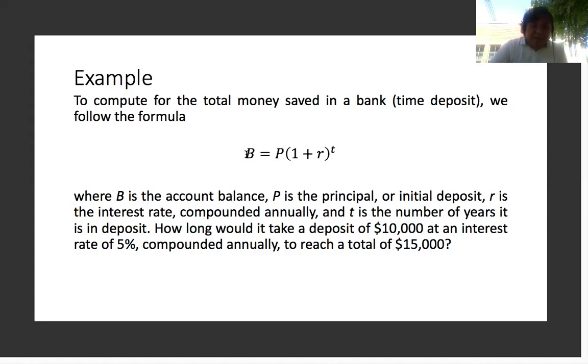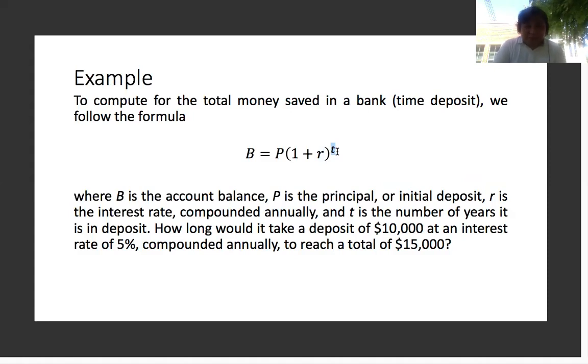In this formula, B is the balance. How much will the money be after a particular amount of time? P is the principal, the initial amount which was deposited or invested. R is the interest rate, usually in terms of per year equivalent, so you always have to pay attention to whether it mentions annual interest rate. And T is the amount of time that the money was invested or saved in years.